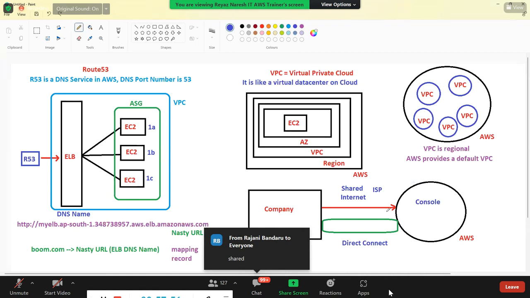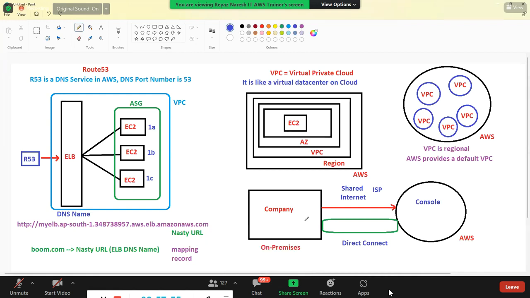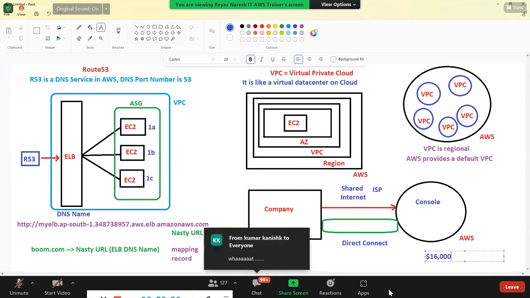If you don't want that, and banking companies or government companies or whichever it is want to have a dedicated secure connection, then there is a service called Direct Connect. And guys, for Direct Connect you need to pay almost $16,000 per month, I think. It's very, very costly. It's just like your own direct connection from on-premises to AWS. So that's what I said.